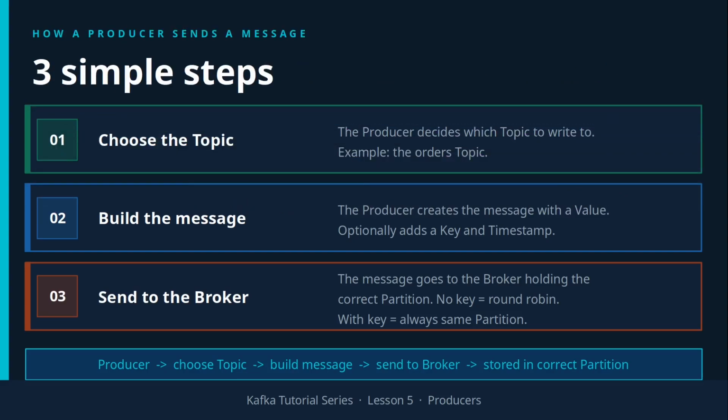When a producer wants to send a message, it follows 3 simple steps. First, it chooses the topic to write to, for example, the orders topic. Second, it builds the message with a value and optionally a key and timestamp. Third, it sends the message to the broker holding the correct partition. You already know no key means round robin across partitions, with key means always the same partition.